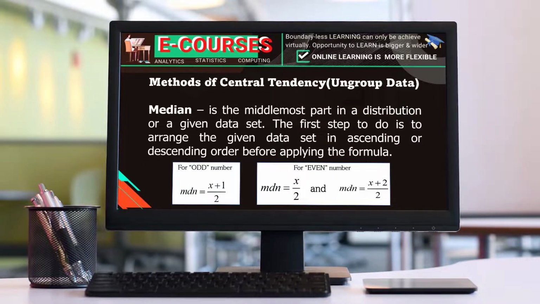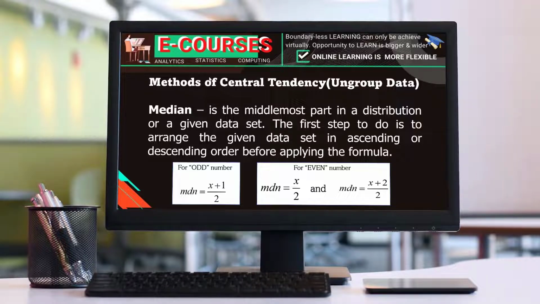Alright, so median. Median is the middlemost part of a distribution or a given data set. The first step to do is to arrange the given data set in ascending or descending order before applying the formula. Alright, so remember this. The first thing that you need to do is to arrange the data in ascending or descending order first, okay? Before you calculate the median.